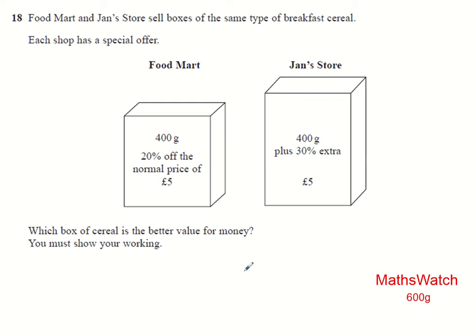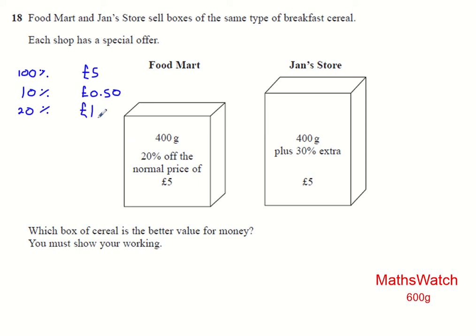So first of all, let's work out how much cereal we are getting and how much it costs at each of the two stores. So starting with Food Mart, we're getting 400 grams, but we're getting 20% off the price of £5. So finding 20% of £5, 100% is £5. 10% would be where you divide that number by 10, which would be 50 pence. Which means that 20% will be double the amount of 10%. 20 is double 10, so doubling 50p gives us £1.